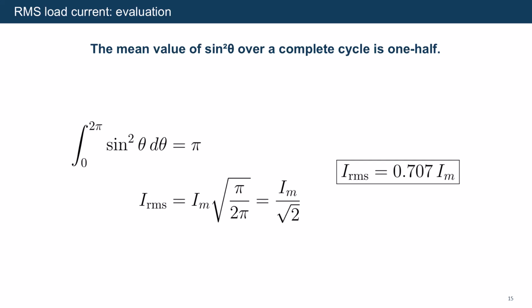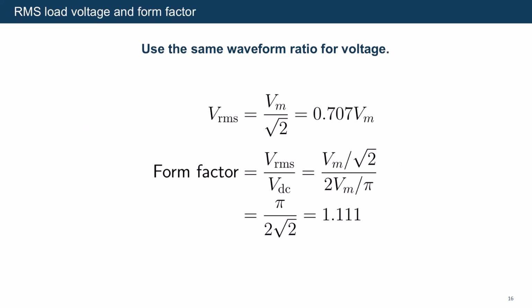Substitution leaves the square root of 1/2. Hence the RMS load current is Im divided by square root 2, or 0.707 Im. Full wave rectification changes the polarity, but not the RMS magnitude of a sinusoid. The RMS load voltage is Vm divided by square root 2.